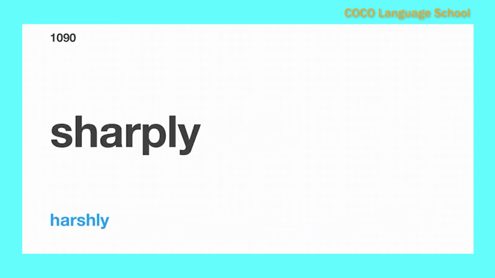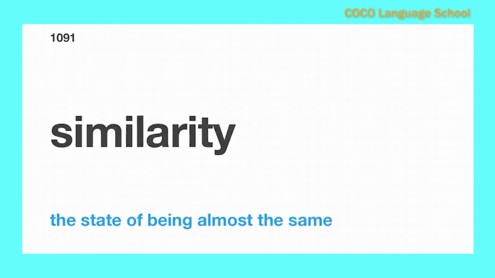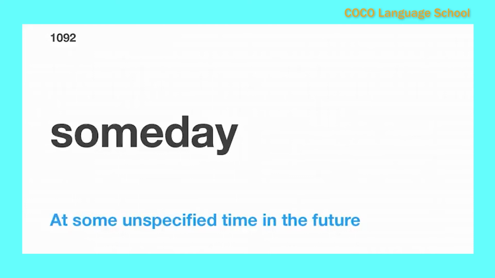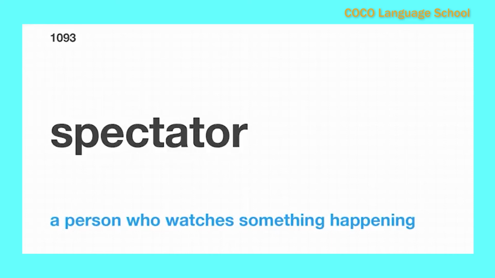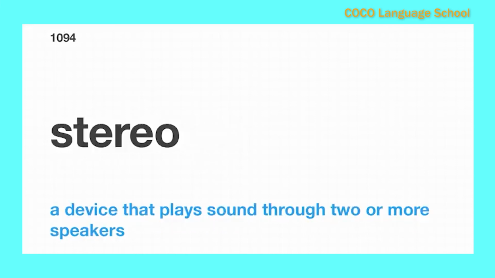Harshly. Sharply. The state of being almost the same. Similarity. At some unspecified time in the future. Someday. A person who watches something happening. Spectator. A device that plays sound through two or more speakers. Stereo.